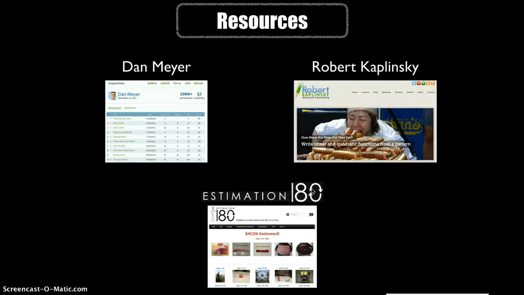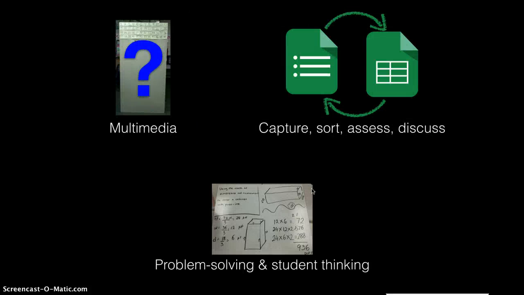It's a lot. Like, where do you get these things? There's people doing these things. Dan Meyer's the brainchild. That's cool. Robert Koplinski is doing these. You can find my tasks at Estimation 180. These resources exist. They're out there. They're free. That's crazy. But the focus here is, how can we do that in our district? How can we use that with our students in our math classes?